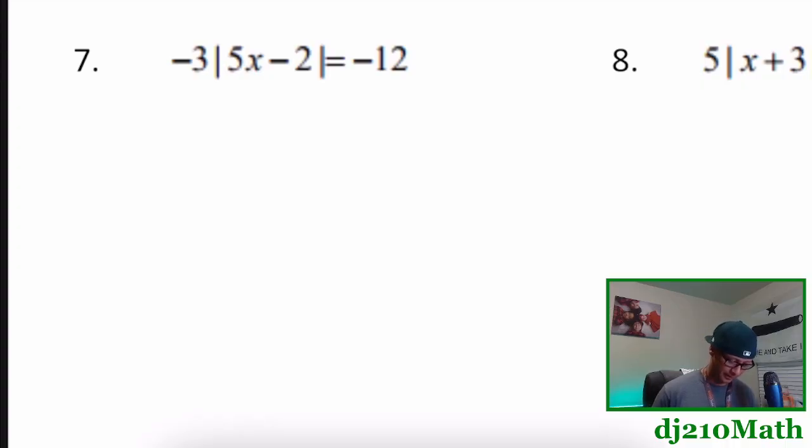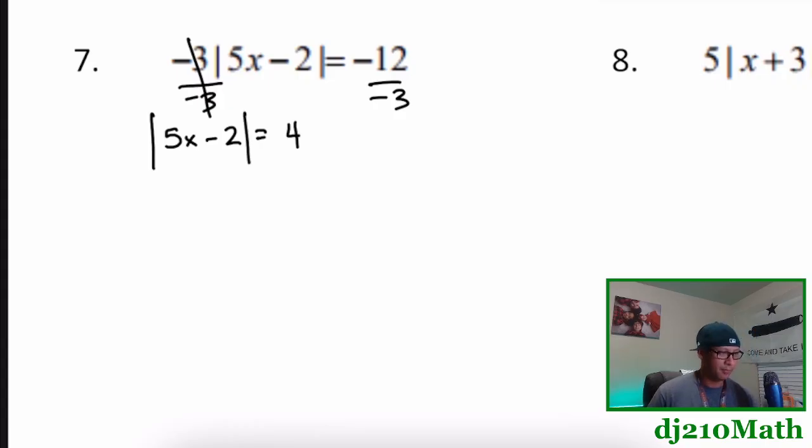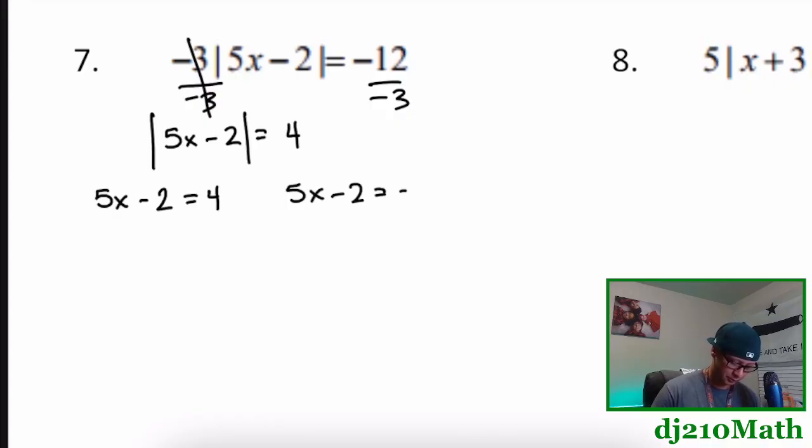All right, number 7. We have negative 3, absolute value of 5x minus 2, is equal to negative 12. We're going to divide both sides by negative 3. It cancels, so the absolute value of 5x minus 2 is equal to positive 4. Our absolute value is by itself, so now we can split this into 2. So 5x minus 2 is equal to 4, and 5x minus 2 is equal to negative 4.